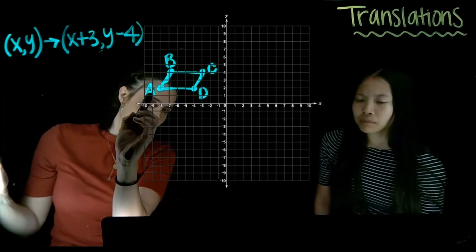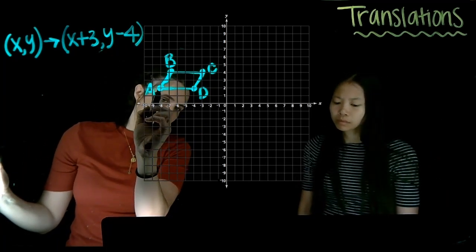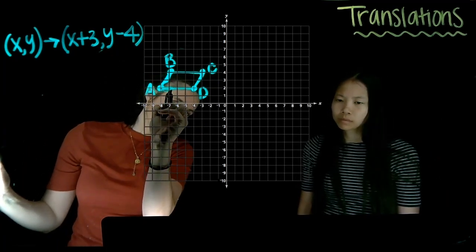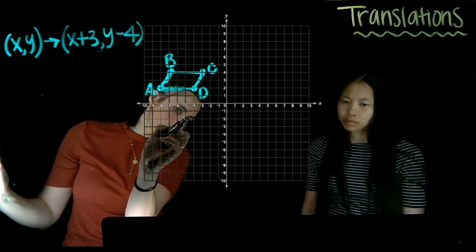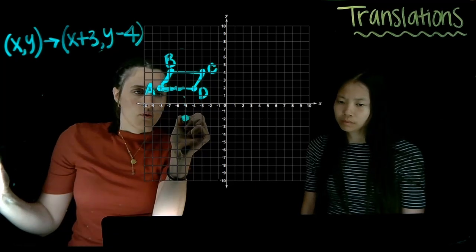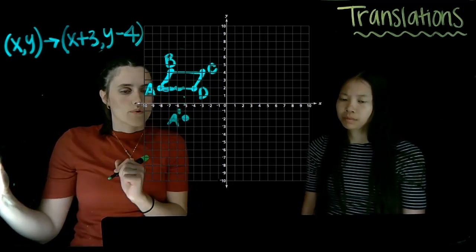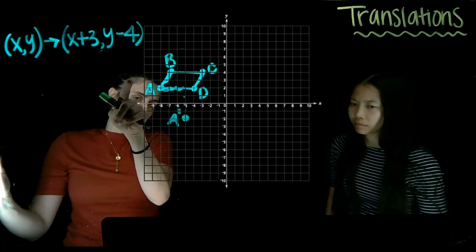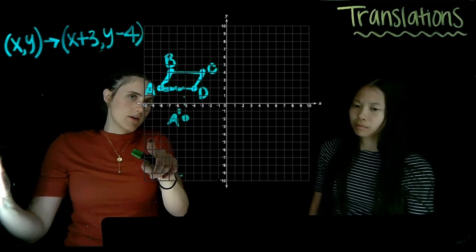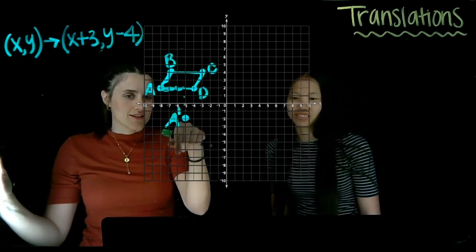So if we look at A, we need to go over positive 3. So if we're right here, we're going to go 1, 2, 3, and then from this point, we're going to go down 4. 1, 2, 3, 4. And this right here will be our new point, and we'll call this A prime, which, as Tiana explained in the last example, is just the point that corresponds to A from our pre-image to our image. So now we're going to do that with the rest of these 3 points.